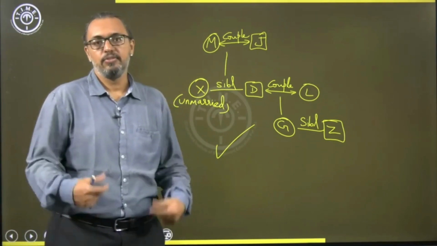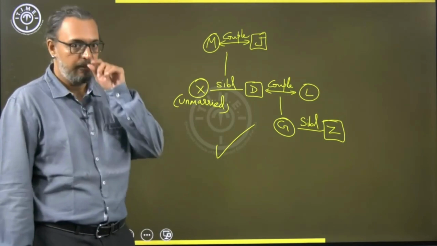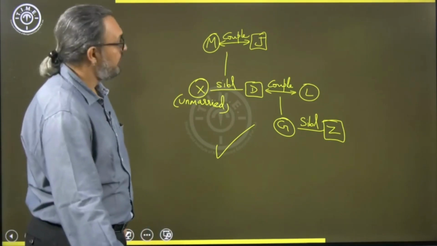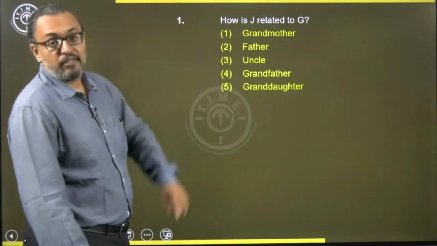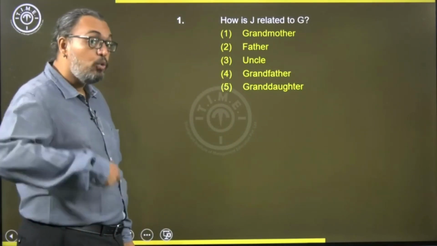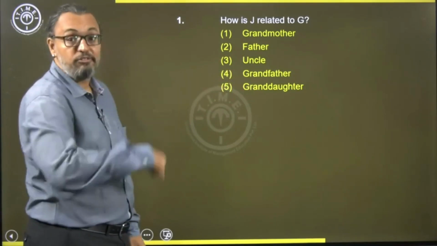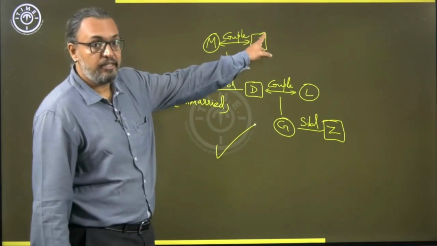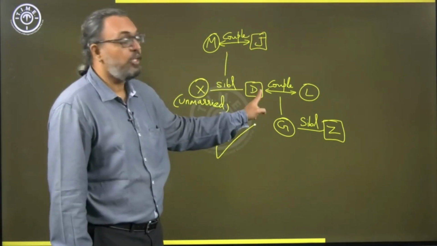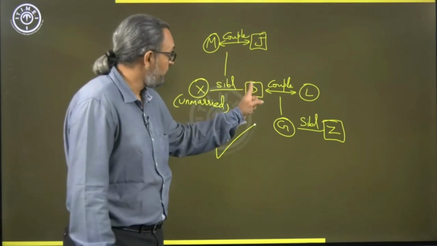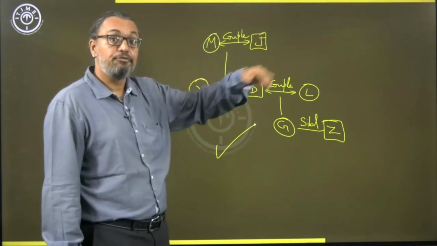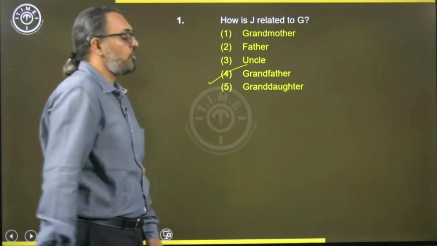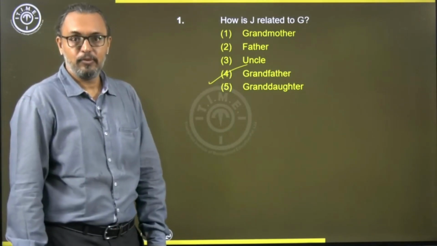Now, based on this, we have our questions. Let's answer them. How is J related to G? So, it's asking how is J related? From G we have to check. From G you first go to D who is a father and from D you go to J, again a father. Father's father, we have grandfather. So, choice 4.